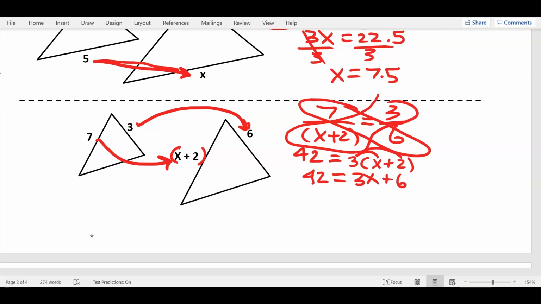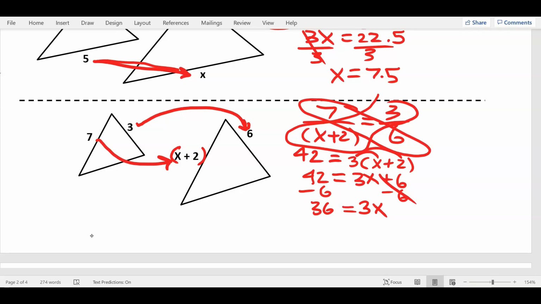Minus 6. Minus 6. The opposites cancel out, and now I have 42 minus 6, which is 36, equals 3x. And your last step, you want to write this down? You got a pencil? Okay. And then your last step to get rid of that coefficient 3 is to divide by 3.